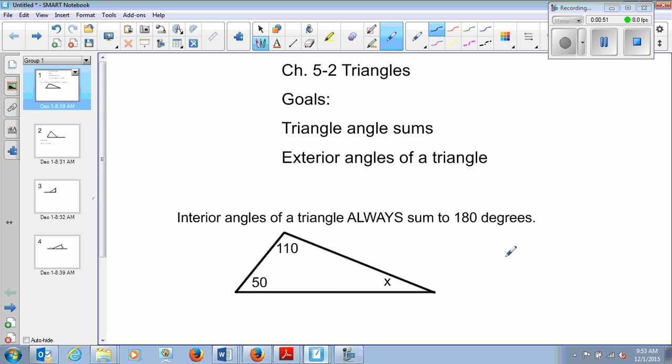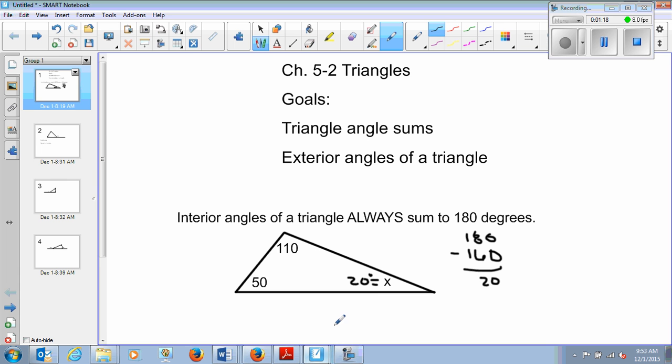Probably the best way to do this, I mean, some of you just do it in your head, but you're going to add these two up. 110 plus 50 is 160. And then you just subtract that number from 180, and you're going to have what's left over, which is going to be 20. So x in this case is going to equal 20 degrees.